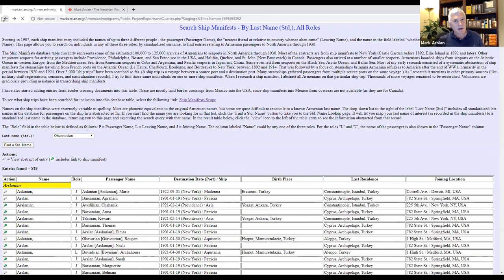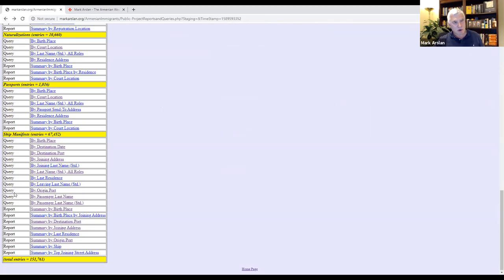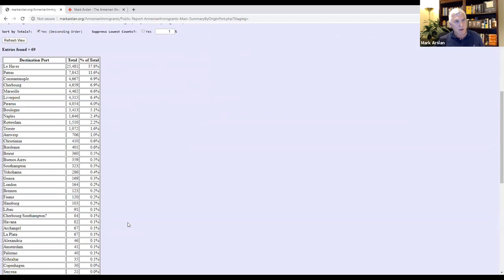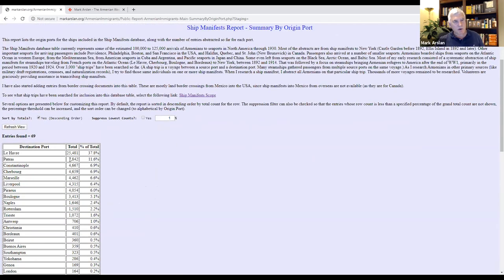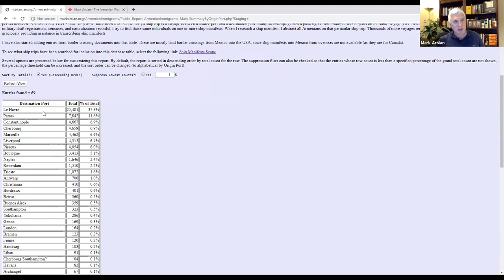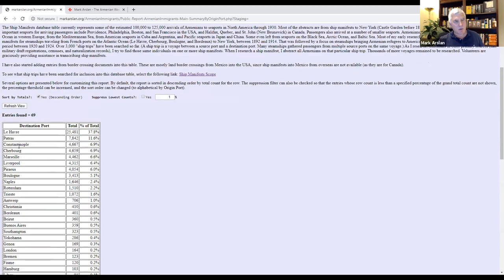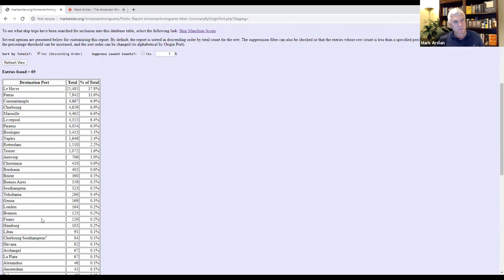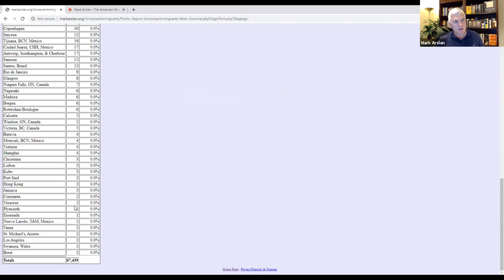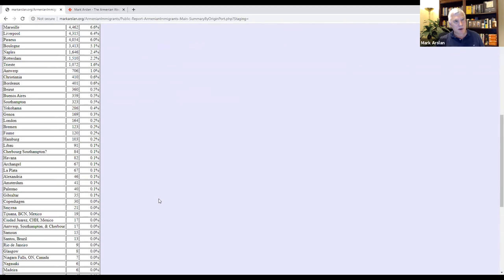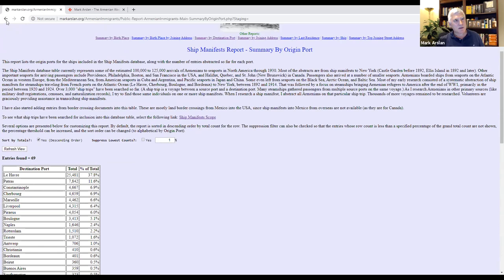One other thing on ship manifest is I want to show you what a report looks like. Let's say I want to look at where these people were coming from. So, summary by origin port. This is a list of all the different ports that these people sailed from on these ships. I have 67,000 entries, and these are all the different ports that people sail from. A whole bunch of different places, some of which you probably have heard of, some of which you may not have heard of. So that's where they sailed from.